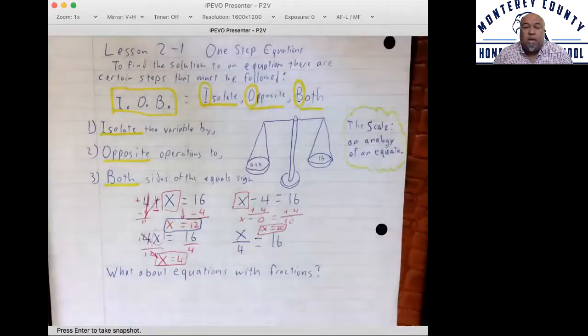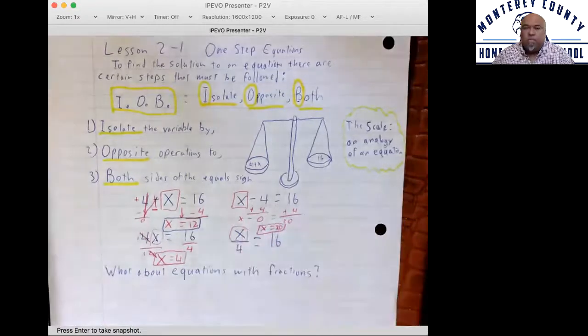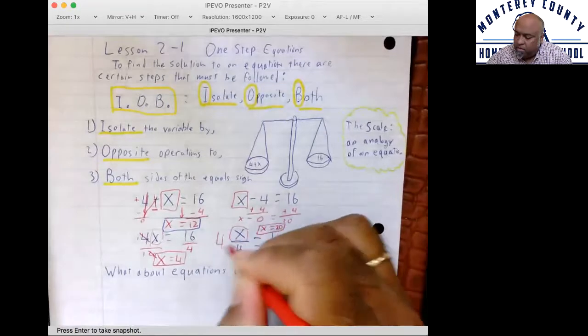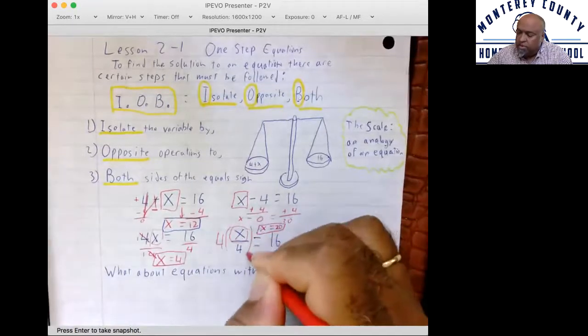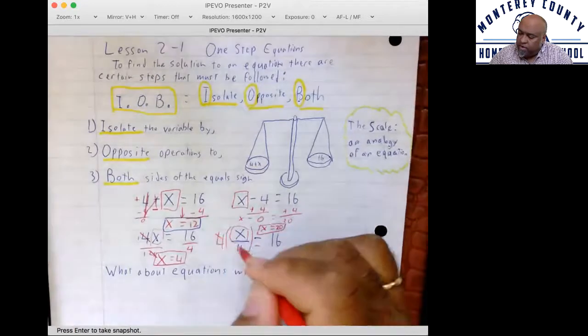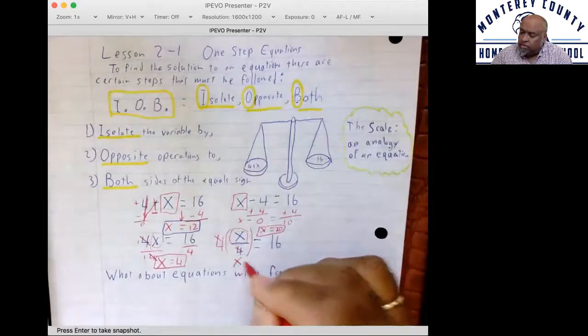Okay, now, moving on, I have a division problem. x divided by 4 equals 16. Isolate the x by opposite operation. The opposite of dividing by 4 is multiplying by 4. Now in algebra, the easiest way to write multiplying by 4 is to draw a big 4 on the outside of the fraction with parentheses around it. Now, the 4's cancel out, leaving you with 1x. Don't write it as 1x, just go ahead and write it as x.